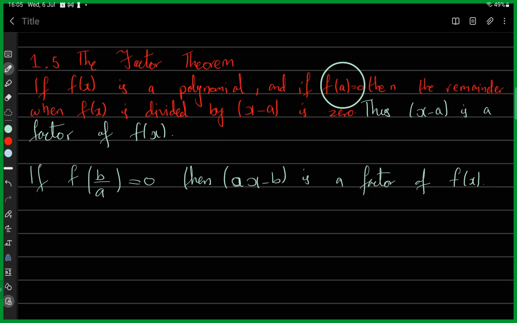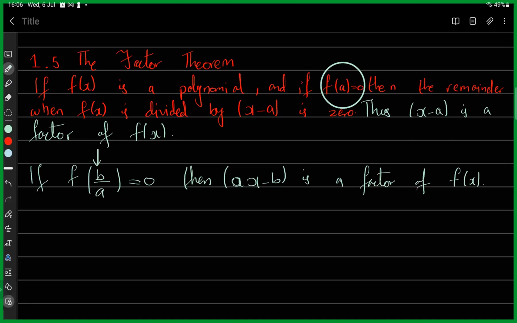Since the remainder is 0, it means that x minus a is going to be a factor of f of x. The next part of the theorem says if f of b by a gives you 0, now this time around we are plugging in b by a, then it would mean that ax minus b is a factor of f of x.